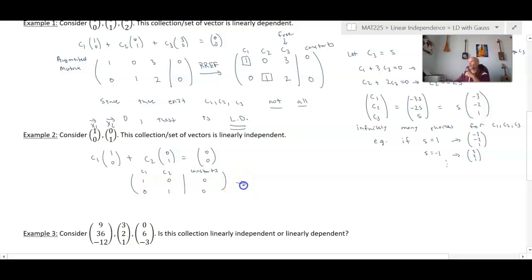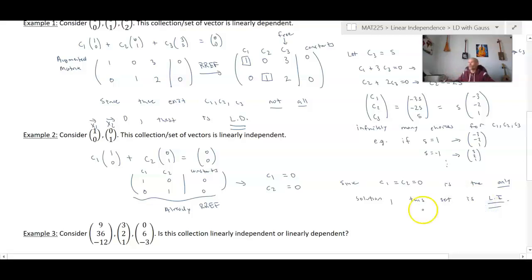So what does this imply? Well, since this is already reduced row echelon form, this means that C1 is equal to 0, and 0 C1 plus 1 C2 is 0, so C2 equals 0. So the only way for this equation to be true, in other words, the only way to get back to the origin, is to never leave it in the first place. So since C1 equals C2 equals 0 is the only solution, and both coefficients are 0, this set is linearly independent.